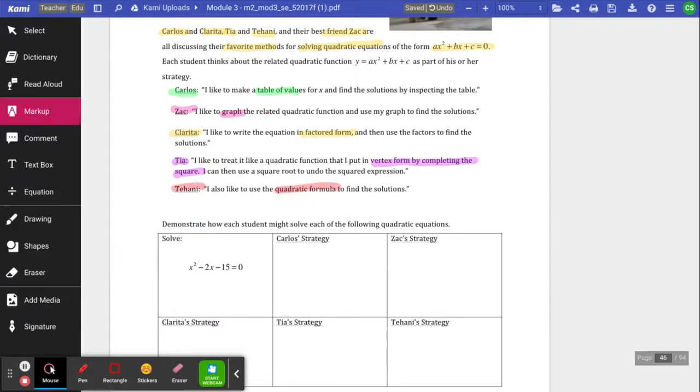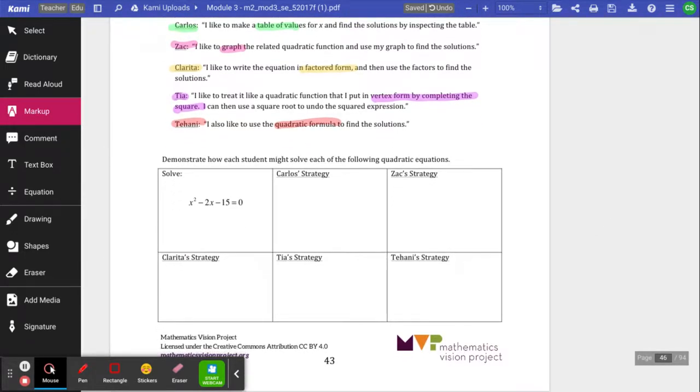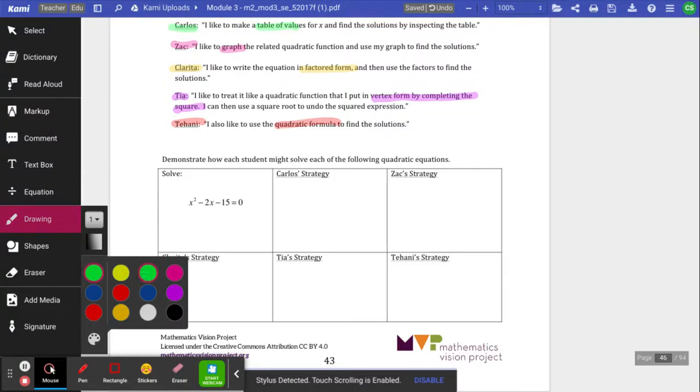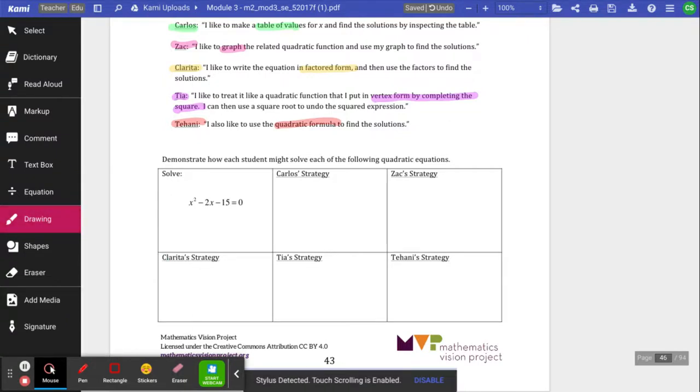So notice that there's multiple methods we could use for each quadratic. As you get better at these, you're going to realize there's a more efficient method to each one, and you can always choose which method to use that you think is most efficient.